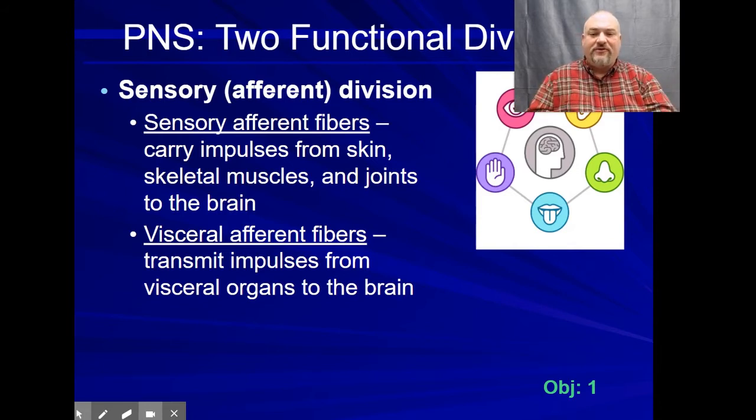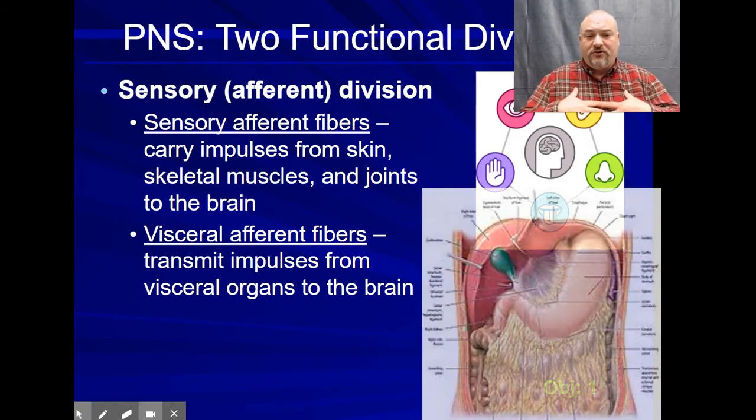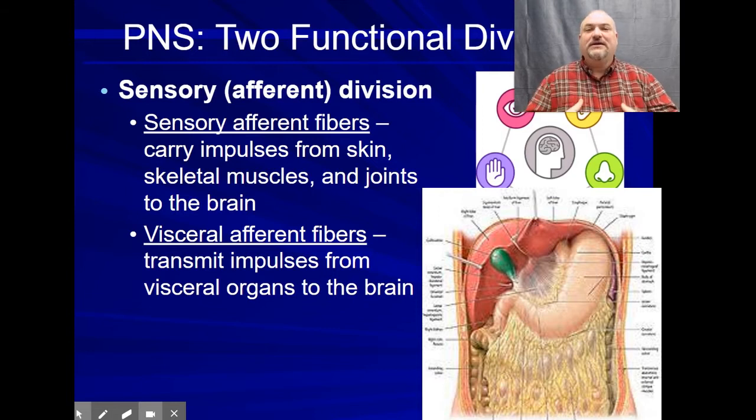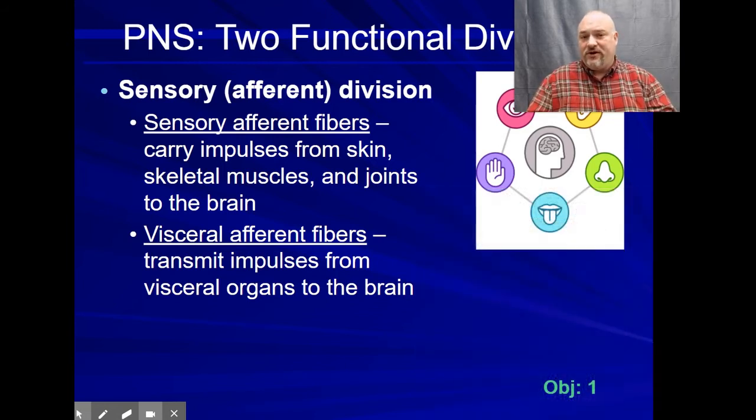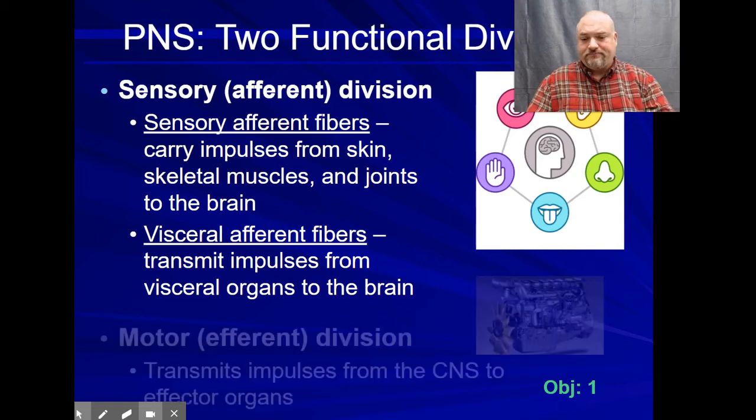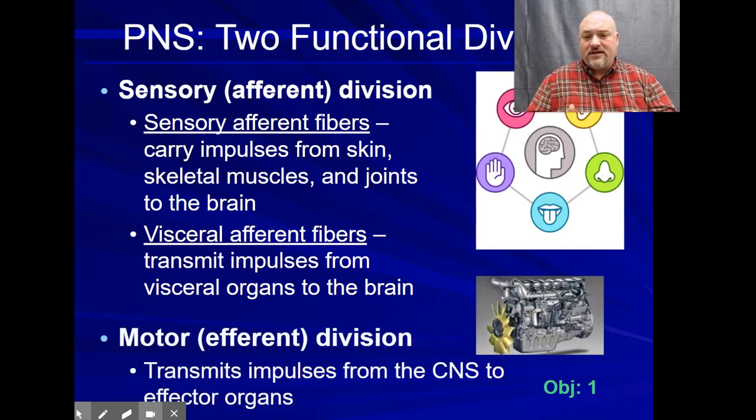We have sensory afferent fibers, which carry impulses from skin, skeletal muscles, joints, that kind of stuff to the brain. And we also have visceral afferent fibers, which you're probably not as aware of, that transmit impulses from the visceral organs in your internal settings. Do you have protein in your stomach? Do you have enough acid in your stomach? Do you have food in your bowels that you need to move out? All that kind of stuff needs to go to the brain too, so it can control that.